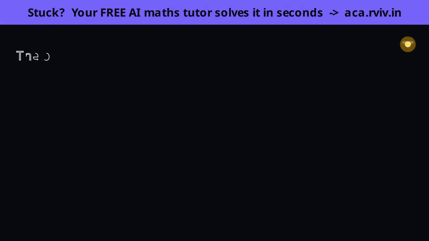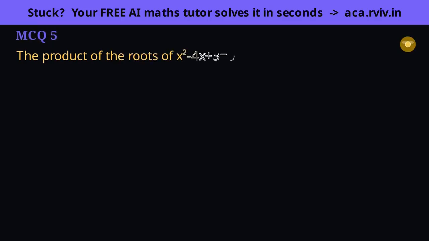Use the second shortcut. The product of the roots equals C over A, no solving needed. This too falls out of the formula, where the plus root and minus root multiply as a difference of squares. Consider the four options. Here A is 1 and C is 3, so product of roots is C over A, which is 3 over 1, giving 3, option C.